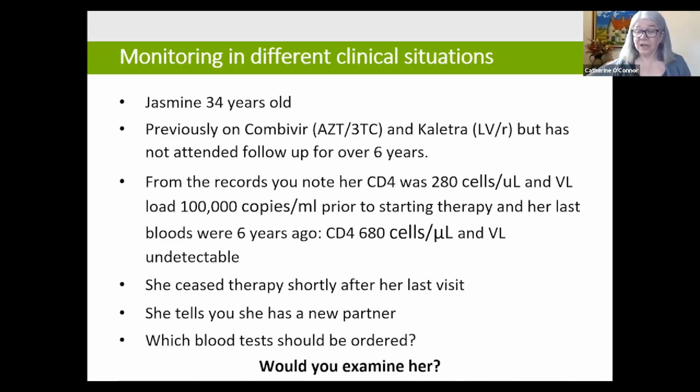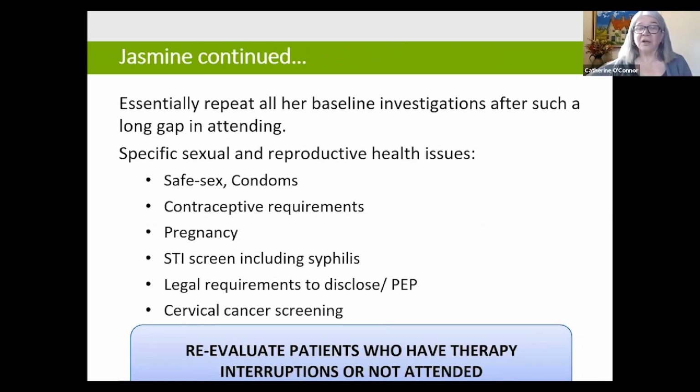And we'd be wanting to do some blood tests. Essentially we'd want to repeat all the baseline investigations because there's been such a long gap. We'd want to look at specific sexual and reproductive health issues such as safe sex, condoms, contraception, pregnancy, STI screening.